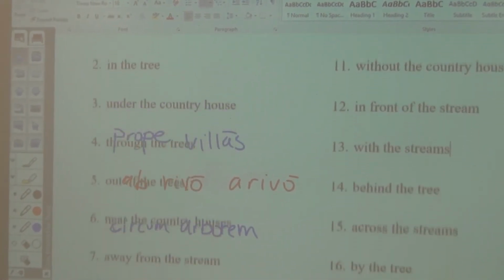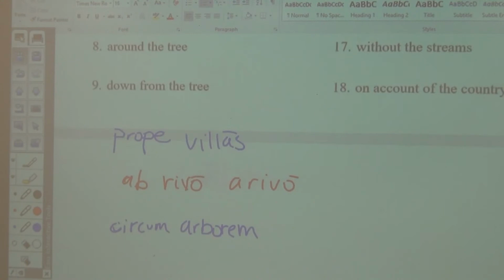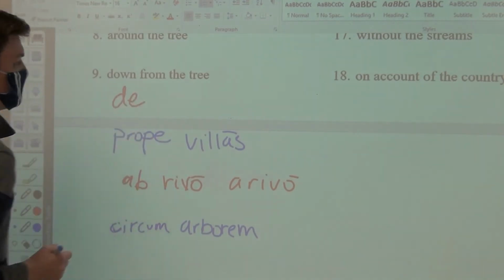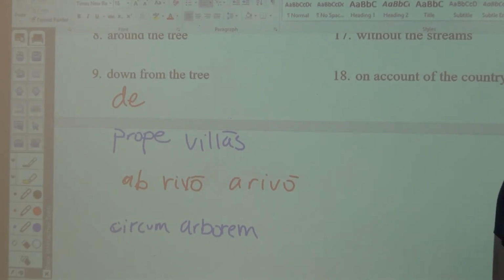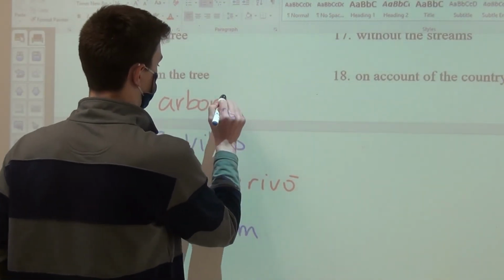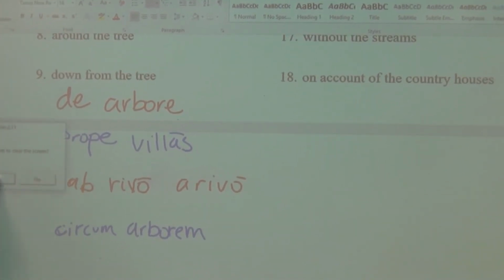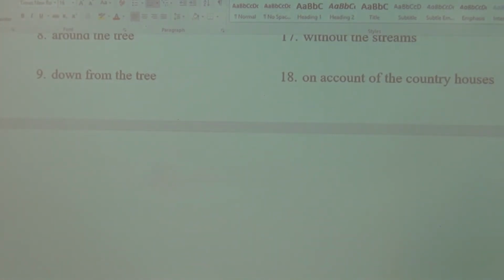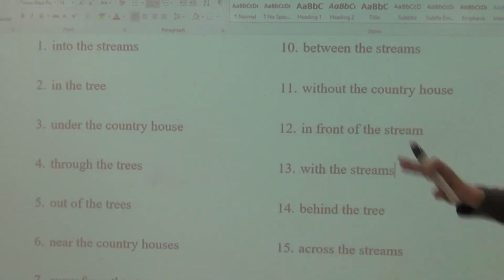And go to down from. I'm gonna scroll up a little bit more right here. De, and then tree. We can go over here and see that it is ablative and singular because the tree is singular, and it's arbore. Down from the tree. De arbore. Alright. Number 10. Between the streams.